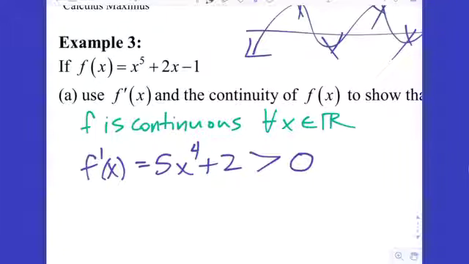Now, it has to be continuous, because think about tangent of x. Tangent of x is monotonic increasing over its domain, but it fails the horizontal line test really badly. But it's not continuous for all x. It has vertical asymptotes. But a continuous function that is monotonic increasing or decreasing is going to be 1-to-1.